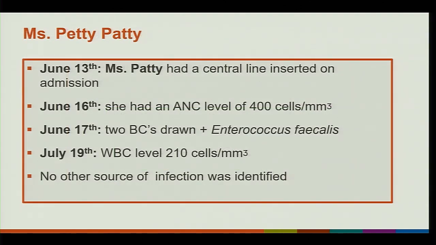Okay, let's try this again. Let's move on to Miss Patty. On June 13th, Miss Patty had a central line inserted on admission. On June 16th, she had an ANC level of 400. And on June 17th, two blood cultures were drawn that were positive for Enterococcus faecalis. On June 19th, the WBC levels were 210 cells per millimeter. No other source of infection was identified. Did the patient meet MBI-LCBI 1?